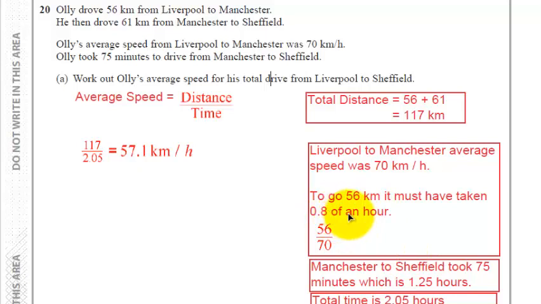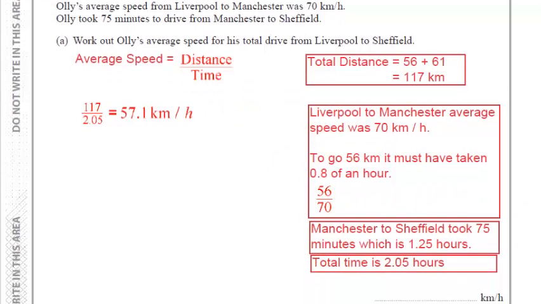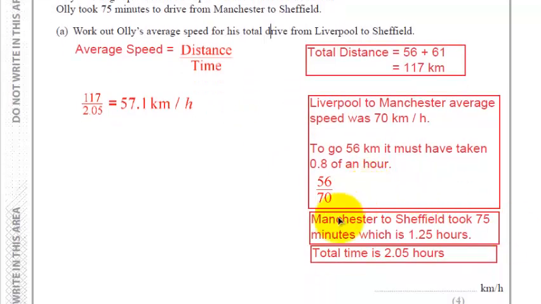I'm not going to convert that into minutes because I'm going to give my answers in kilometres per hour. I need to add my 0.8 of an hour to the time it took to get from Manchester to Sheffield, which was 75 minutes. I need to convert that into hours, which is 1.25 hours. 1 hour is 60 minutes, and there is 15 minutes left. That's a quarter of an hour, which is 0.25.